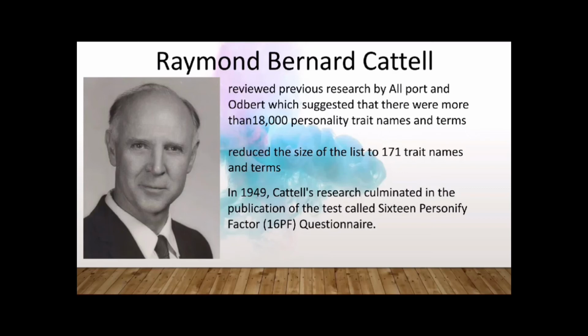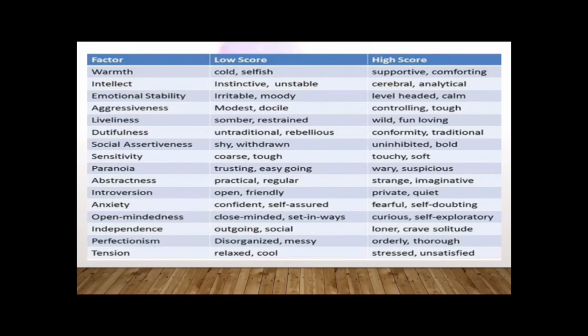College students were asked to rate their friends with respect to these trait names and terms, and the factor-analyzed results of that rating further reduced the number of names and terms to 36, which Cattell referred to as surface traits. More research indicated that 16 basic dimensions of source traits could be distilled. In 1949, Cattell's research culminated in the publication of a test called the 16 Personality Factor or 16PF.